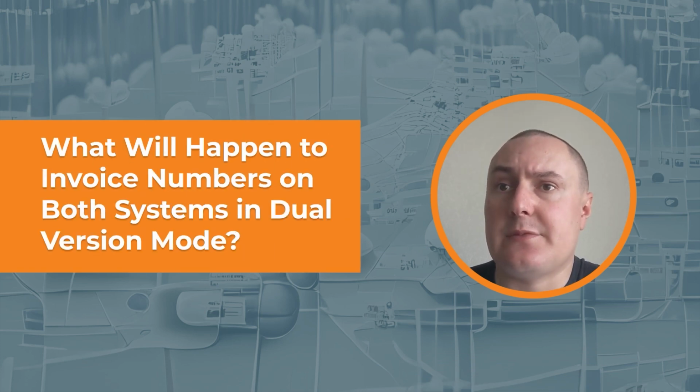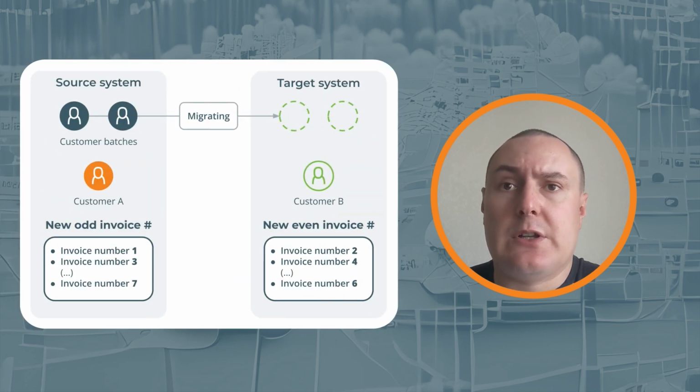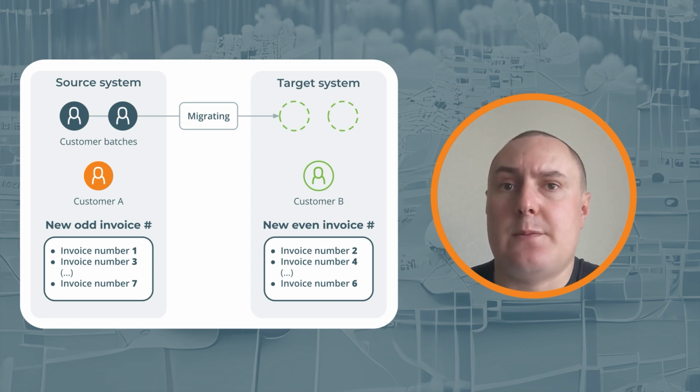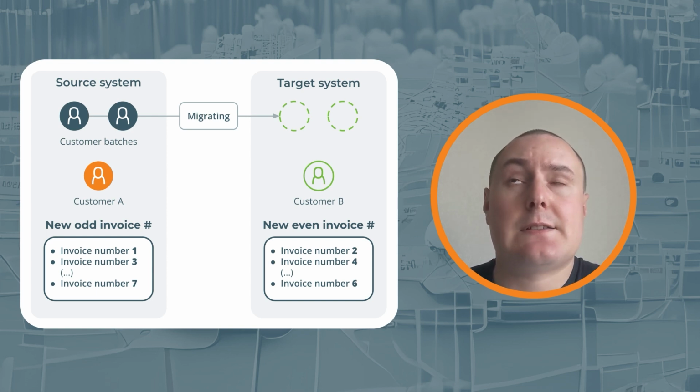What will happen with the invoice numbers on both systems in dual version mode? For dual version jumps starting from MR100, the invoice number generator supports parity mode out of the box. This means that it will generate odd numbers on the source system, like 1, 3, 5, and so on, while on the target system it will generate even numbers like 2, 4, 6, and so on.